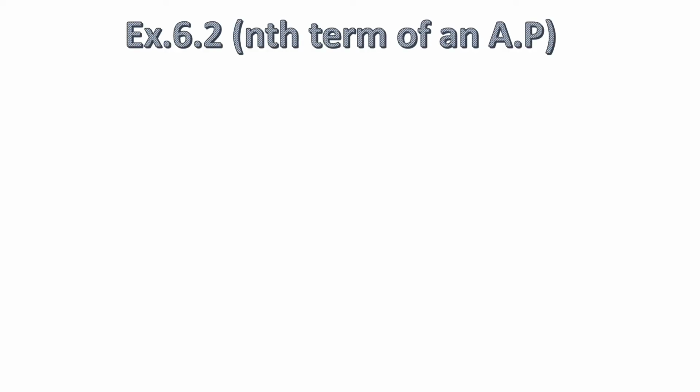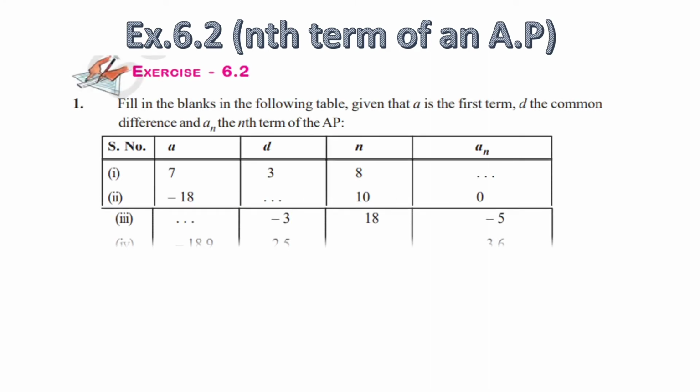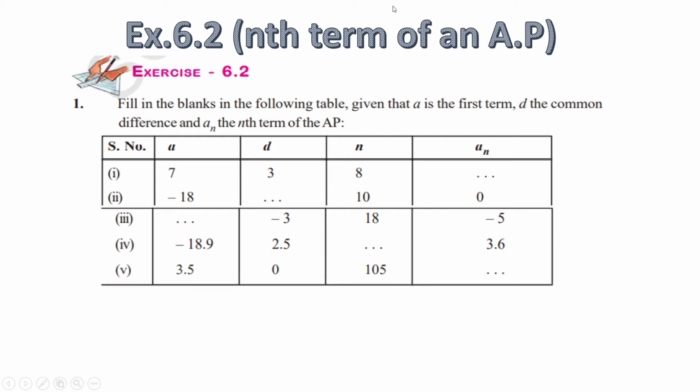nth term of an AP. The problems related to this topic are from exercise 6.2, where on the screen you can see 4 variables: A, D, N and AN. These are the variables which represent the first term, common difference, number of terms and nth term of the given AP. Here, when the values of 3 variables are given, you need to find the value of the 4th variable.